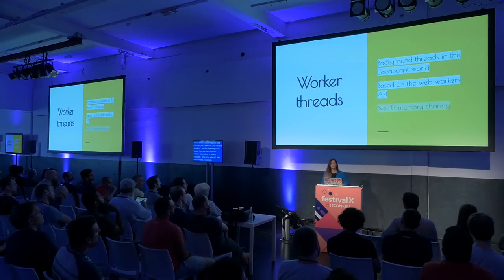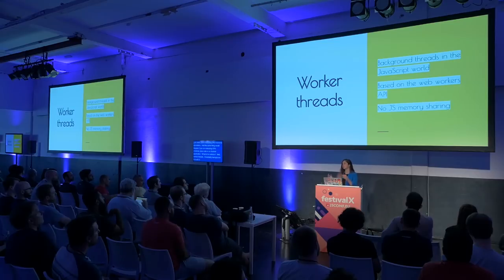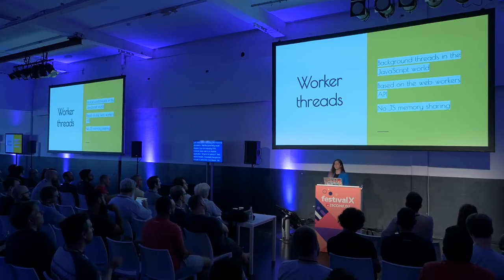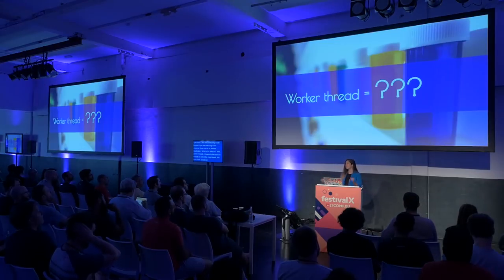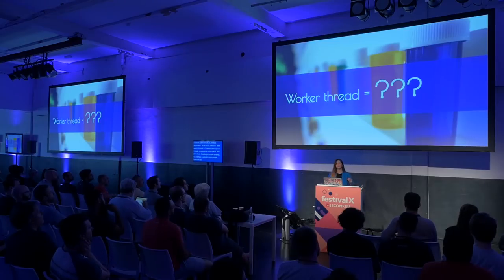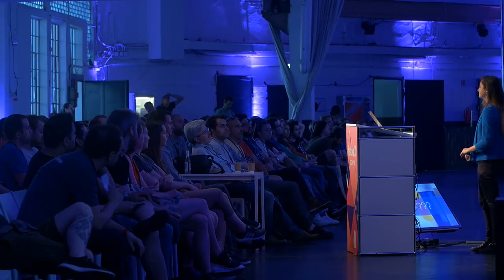The API is based on the WebWorkers API. We don't have JavaScript memory sharing, but we have a way to communicate between the worker threads and the main UI thread. And final thing, I'm going to ask you a question, so you have to be patient for 30 more seconds. What is a worker thread in NativeScript?